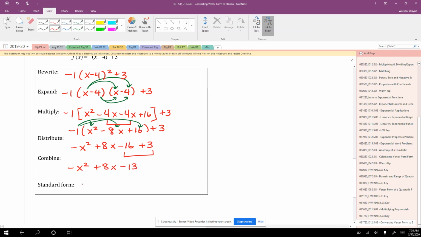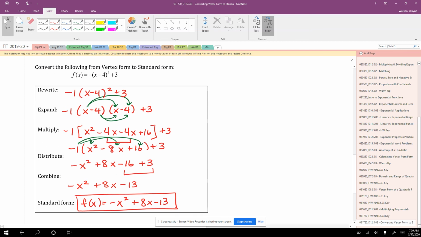And finally rewrite it so you have your f of x function there. And now we are in standard form. And again, we could check it by putting it in Desmos and making sure that if we graph these two, we only see one parabola because it's the same parabola. We could also check it by finding the vertex. We should get the exact same vertex if we do it from standard form or if we do it from vertex form. And that is today's lesson, converting from vertex form to standard form.